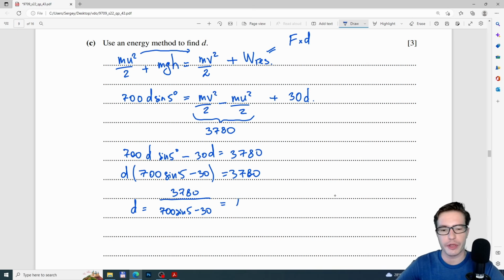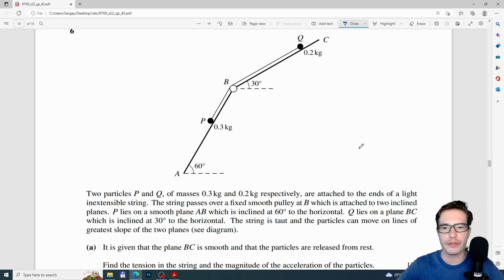And then d equals 122 meters, correct to 3 significant figures. Okay, next question. We're first given that both planes are smooth, so there's no friction, and we have to find the tension in the strings and the acceleration. Okay, so first let's draw the forces.